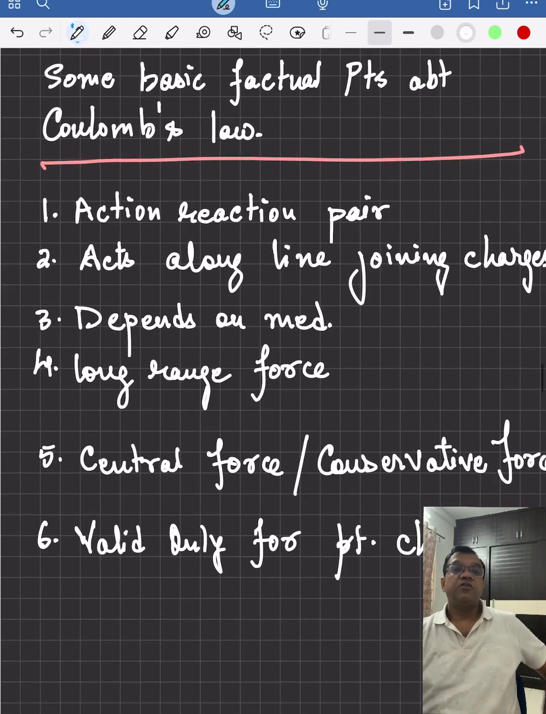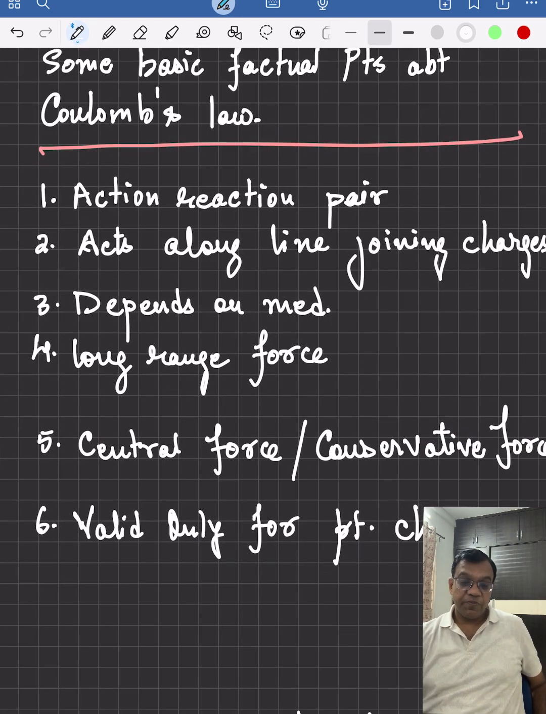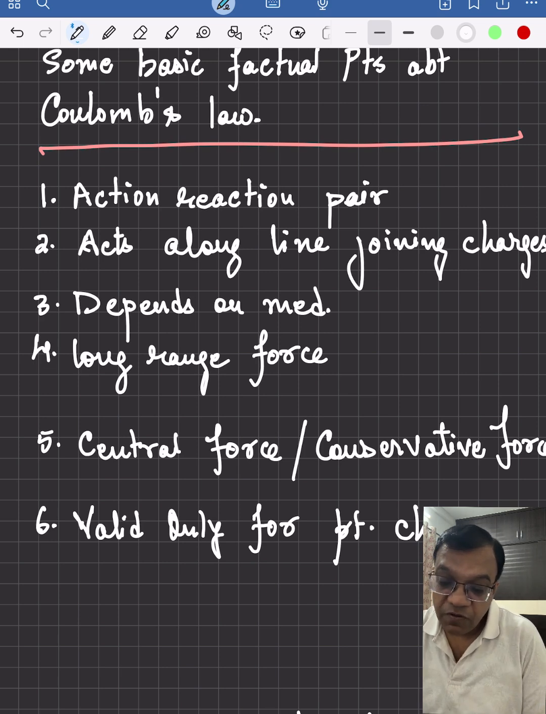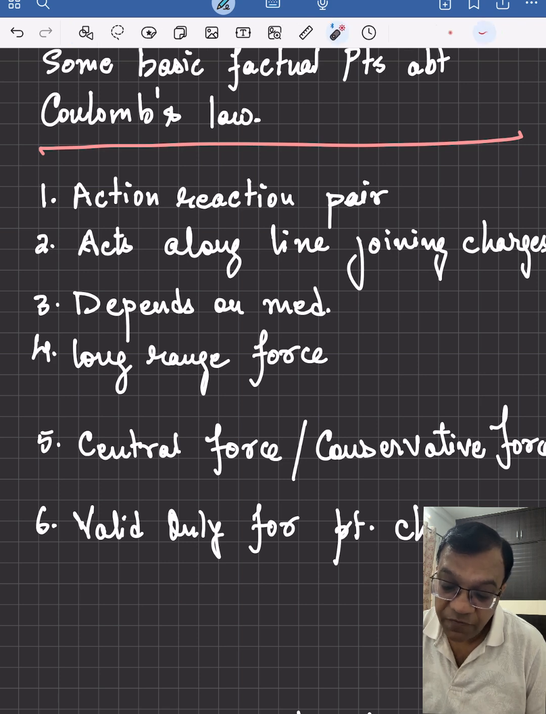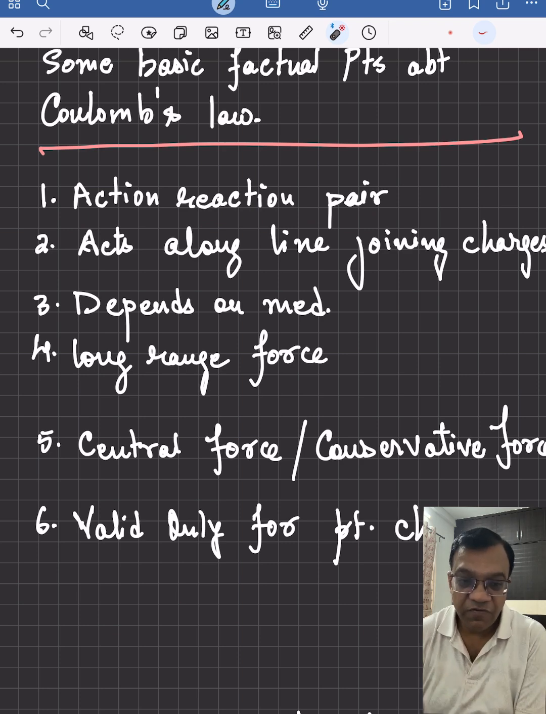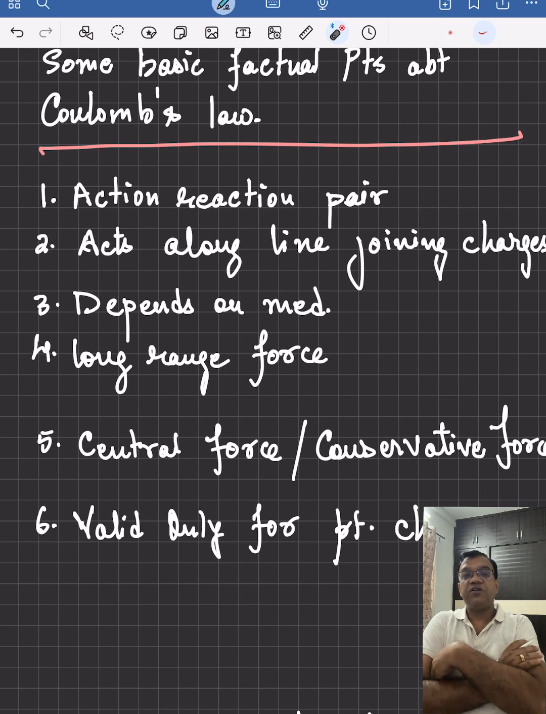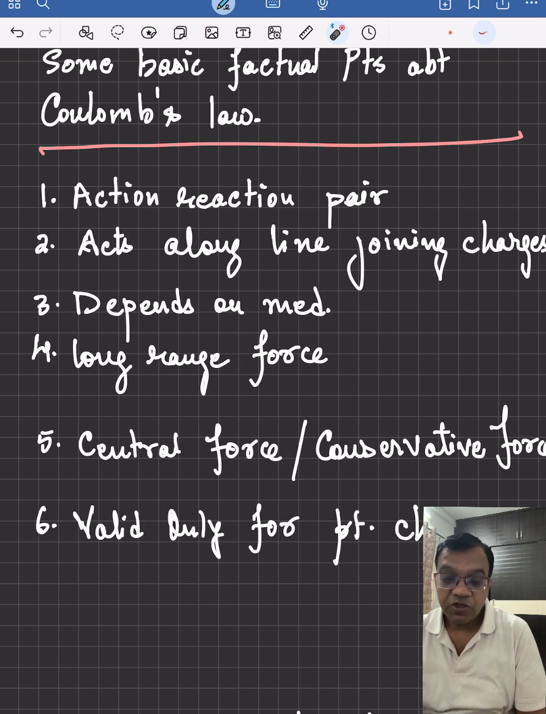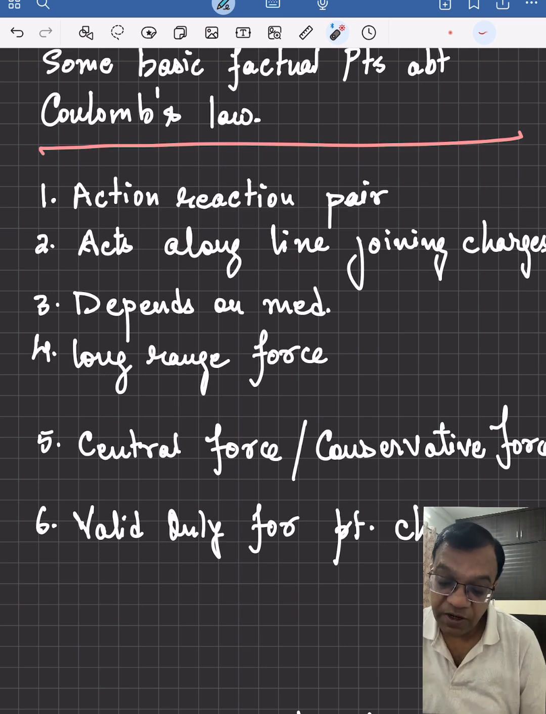You say this Coulomb's law is an action-reaction pair. Means within the classical physics domain, F12 and F21 form the action-reaction pair. Now there is a significance of the words within the classical physics domain, because in relativistic physics these two forces don't come at the same time. Later on in the advanced video we'll discuss this point, here not required. So it is an action-reaction pair.